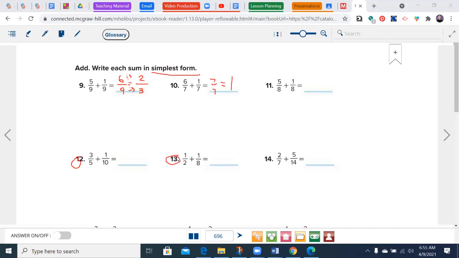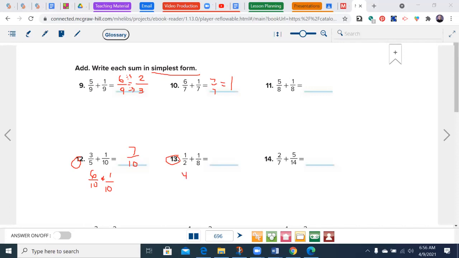Welcome back. Let's see what we get here, or what you got here. 3/5 plus 1/10. I need to make these into a common denominator, and 5 goes into 10. So this is going to be 6/10 plus 1/10. 6 plus 1 is 7. Keep your 10, 7/10. There's nothing I can do to simplify that.